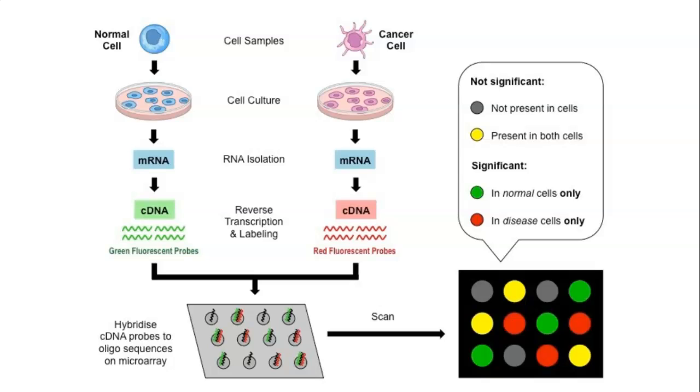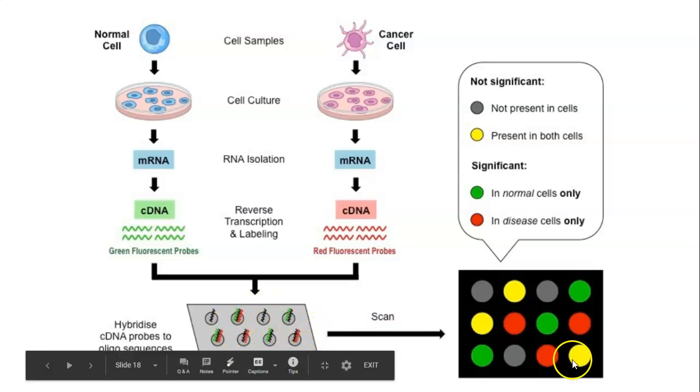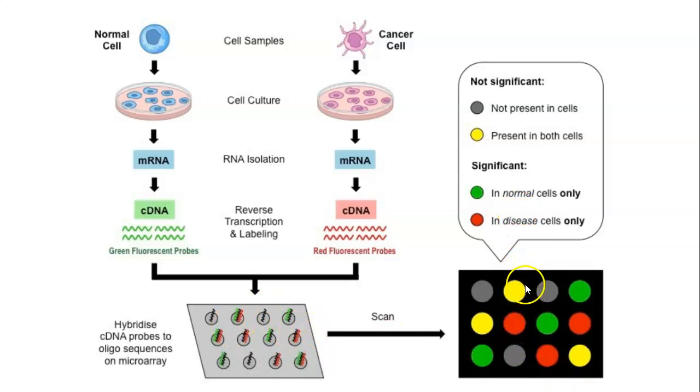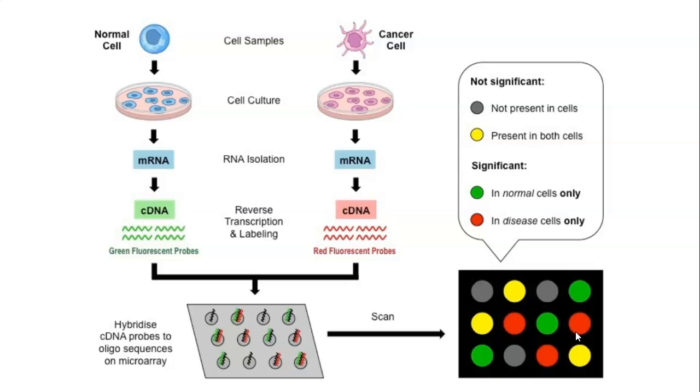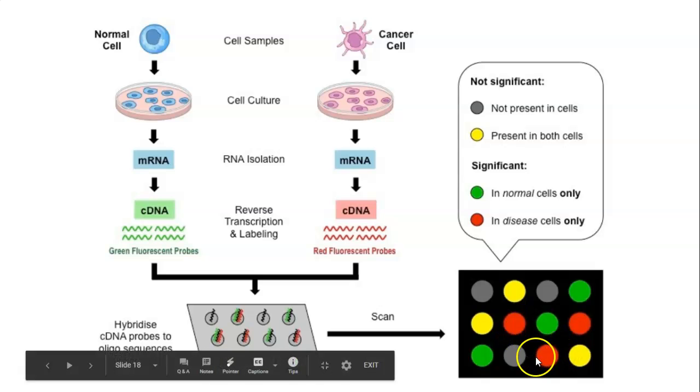Now here's an example of this. At the top you see a normal cell and a cancer cell, and it's going to go through the same process, and it's going to get reverse transcribed and labeled. The normal cell is going to be tagged with green fluorescence, and the cancer cell is going to be tagged with red fluorescence. And as it goes onto the microarray and then is scanned, you can now see if it's significant, it's going to show up green in normal cells. And if it's in disease cells, then it's going to show up red. And now you can clearly see what's being affected and where. And then you can focus your work on these disease cells that have been flagged.